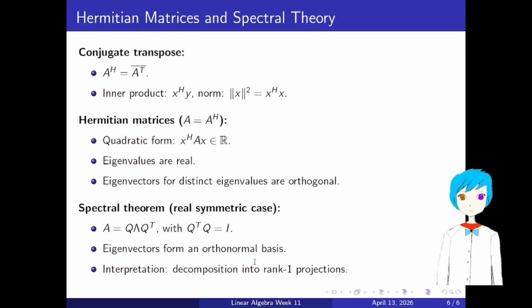For Hermitian matrices, they can always be diagonalized. So in this sense, from the spectral decomposition, we can further decompose this into a summation of rank 1 projections of the symmetric matrices.